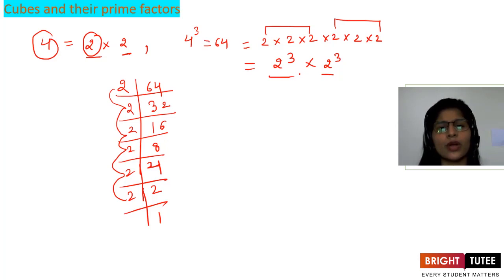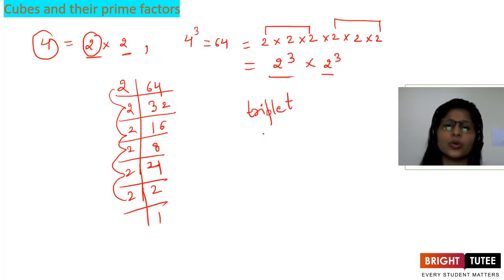That means we are not going to find pairs in this; we are going to do triplets. Selection of these 3, making a 3-combination, is known as a triplet. So what will we do to find out the cube? We are going to form triplets of the prime factors that we get, and then from them we take one from each triplet.